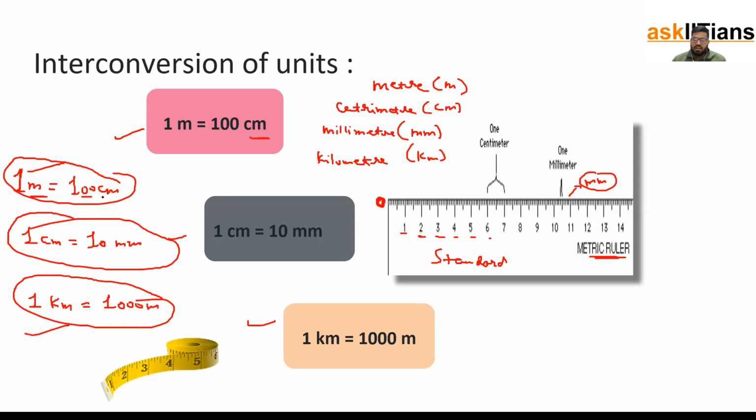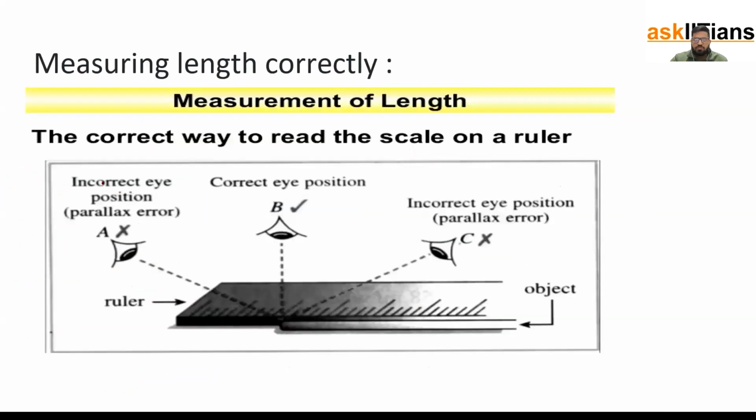So these are some standard units of measure which are universally accepted. I think it is clear why the need of measurement was there, first of all, then why the need of standard measurement was there, then how to interconvert the different units of measuring lengths. Is it clear? Okay, so we'll move forward now. Now we are concerned with measuring length correctly.